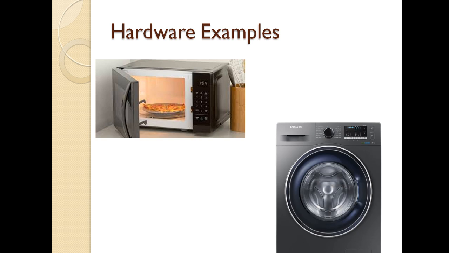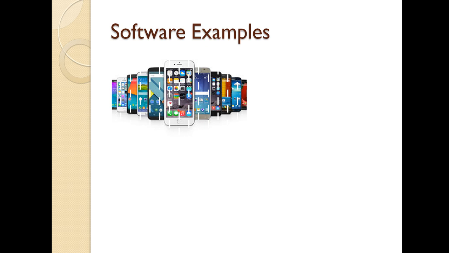In a similar way, we have a washing machine and we set our settings for how long it needs to run, what kind of cloth it is taking, how much water level it needs. All these things are taken into the software, which is provided back to the hardware to operate. For software examples, take your mobile phone, where you have so many apps. The apps are actually the programs which you run on your machine.